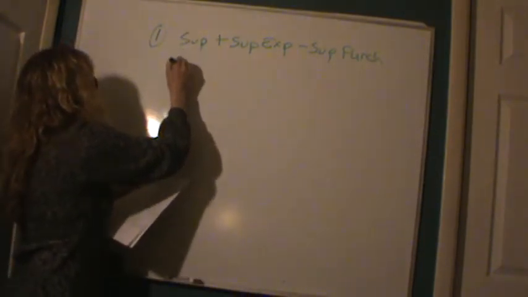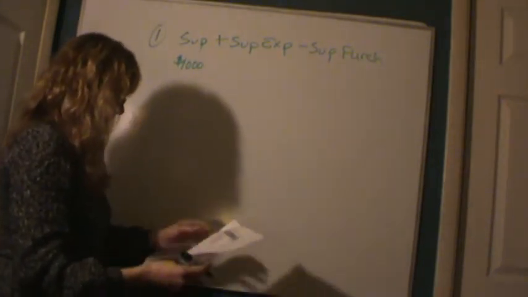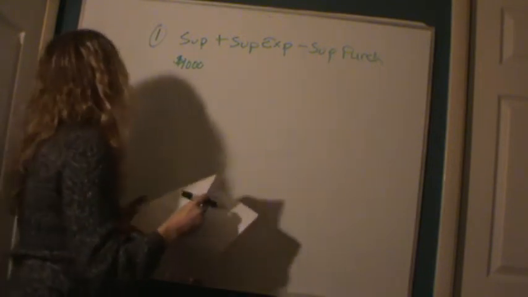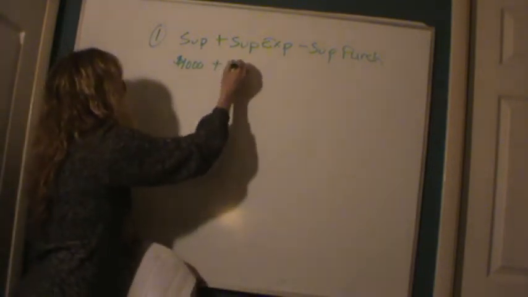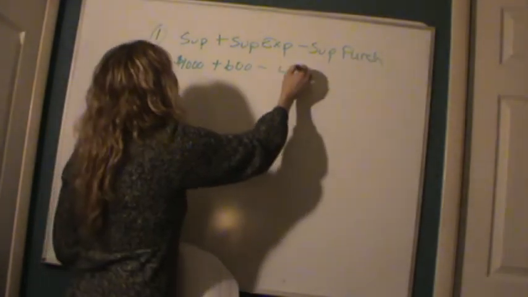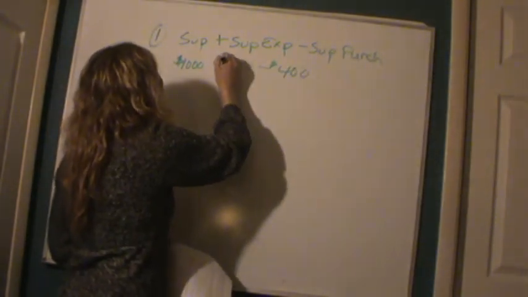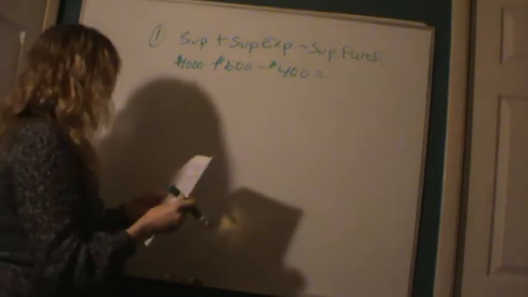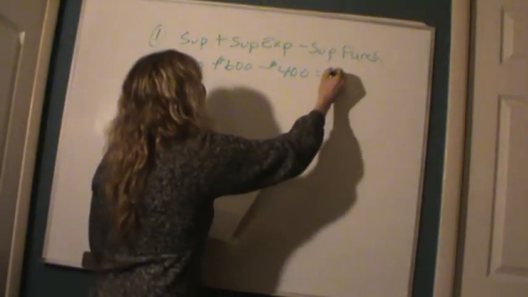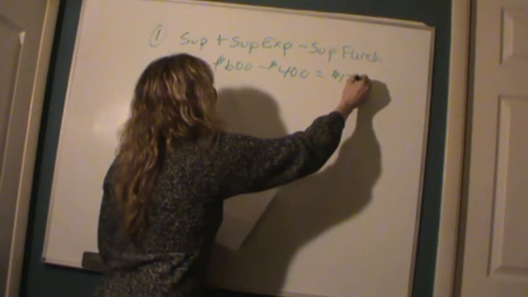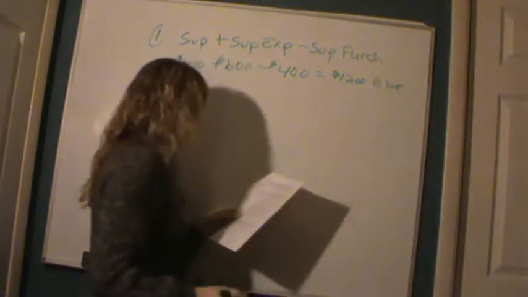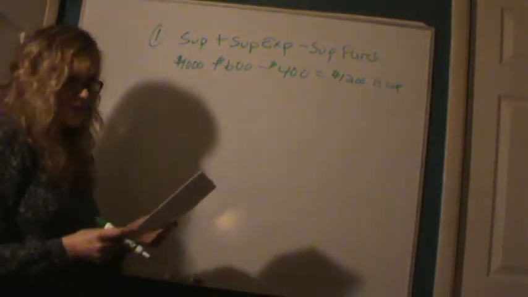If you look at the adjusted trial balance, you will see that your supplies are $1,000, your supplies expense is $600, and then we are given the $400 purchase amount. So that is going to equal $1,200. So our beginning supplies is going to be $1,200.